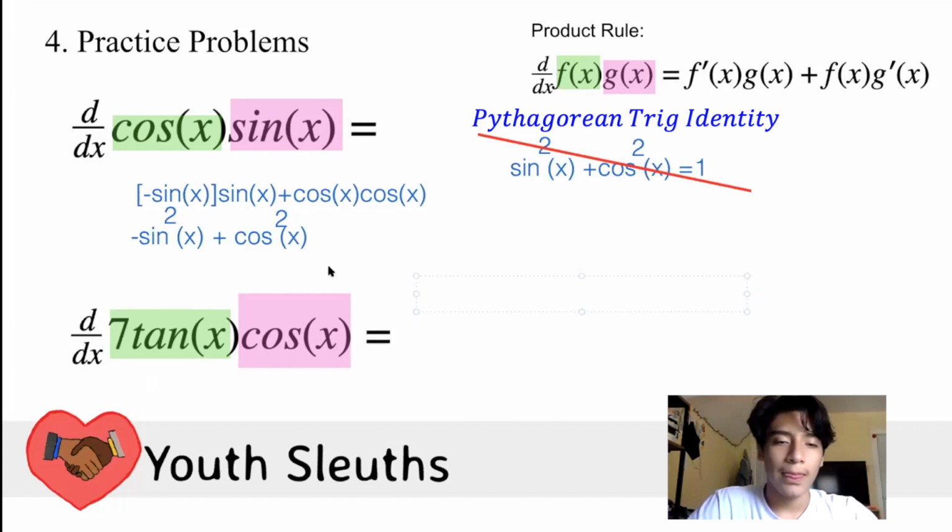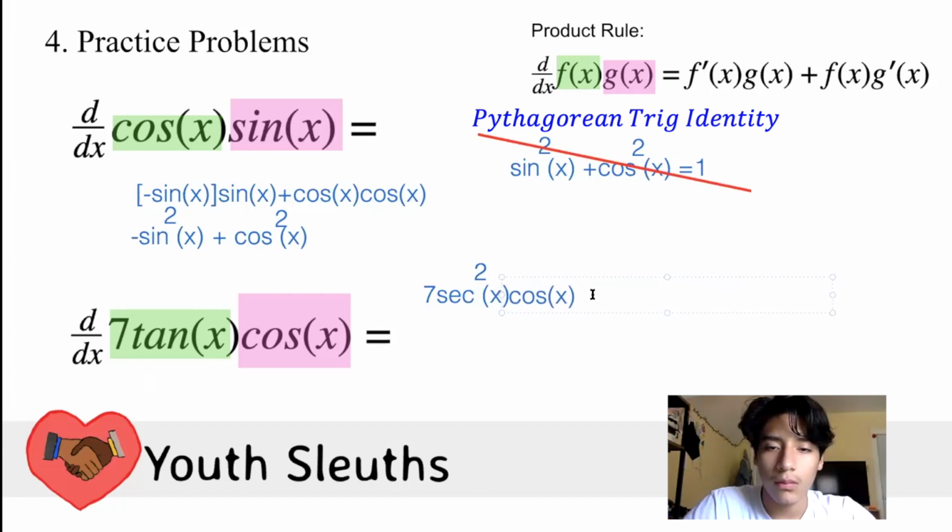All right. Now, the first thing we need to do is find the derivative of 7 tangent of x, which is 7 times, remember, the derivative of tangent is secant squared. So, 7 secant squared. Let me just bring over the cosine, cosine of x, plus, now we just leave the 7 tangent, bring it over, and now we find the derivative of cosine, which is negative sine of x.